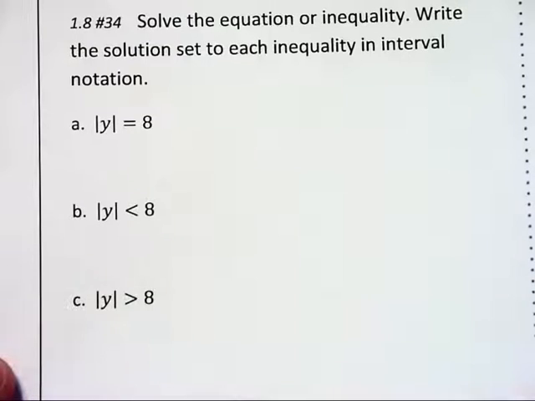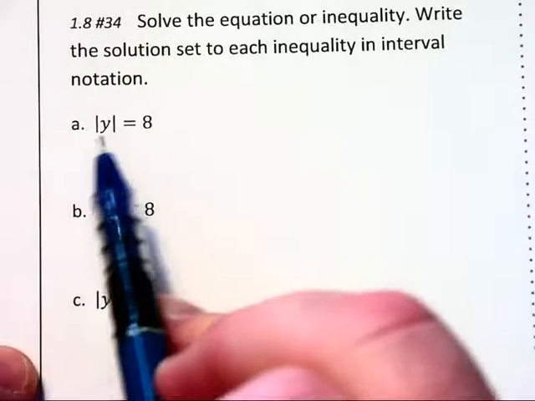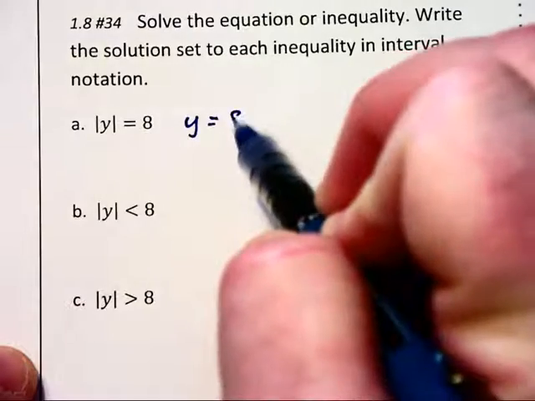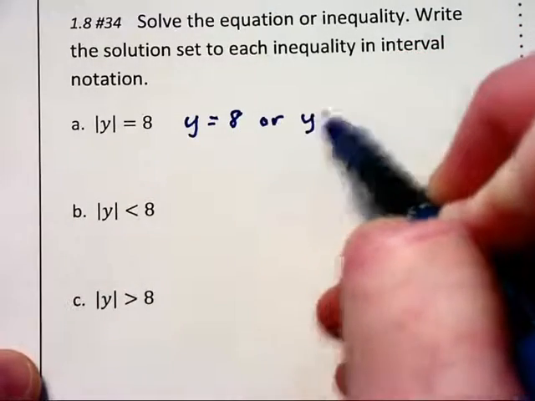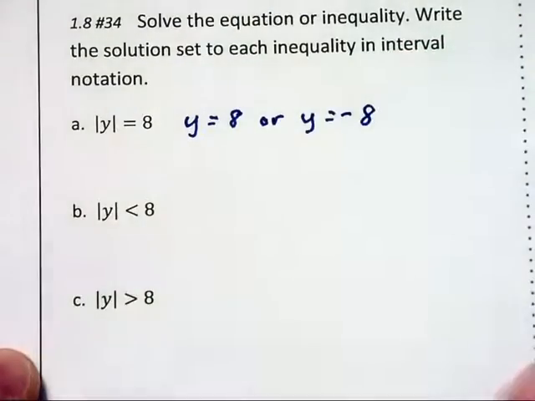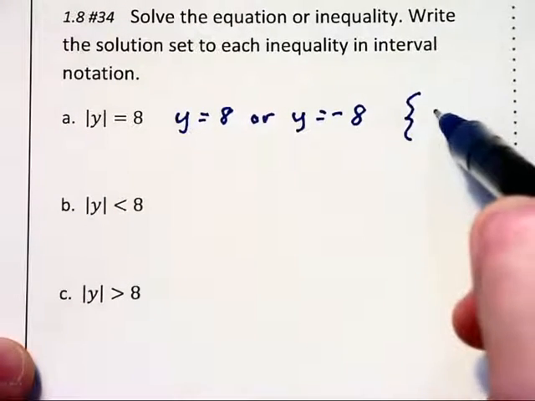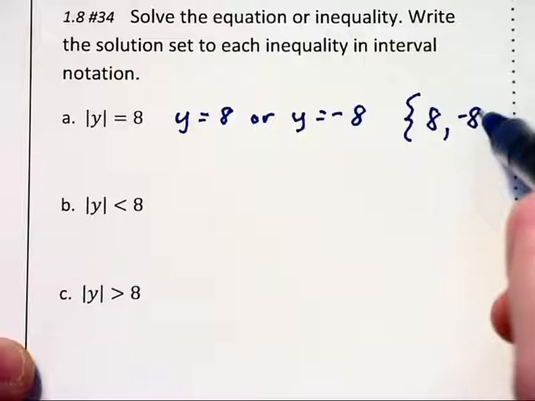We now start looking at absolute values with inequalities, but this first problem has an equality there. So we're going to have y equals 8 or y equals negative 8. That's using our first property of absolute values. So our solution set will be 8 and negative 8.